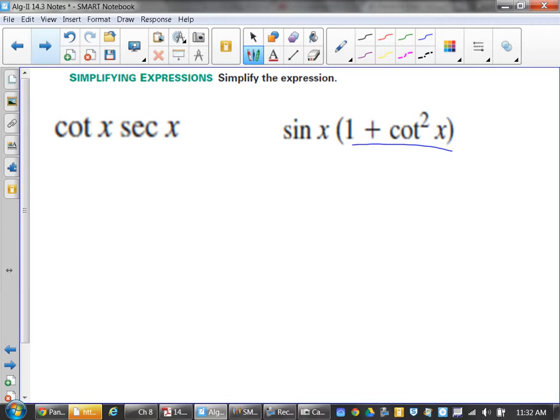So start with the first one on the left. Cotangent was cosine over sine, right? So we have cosine over sine times 1 over cosine. What do you get? One of the sines drops out, which is cosecant. And you're done. So that simplifies out to be cosecant. Cool.